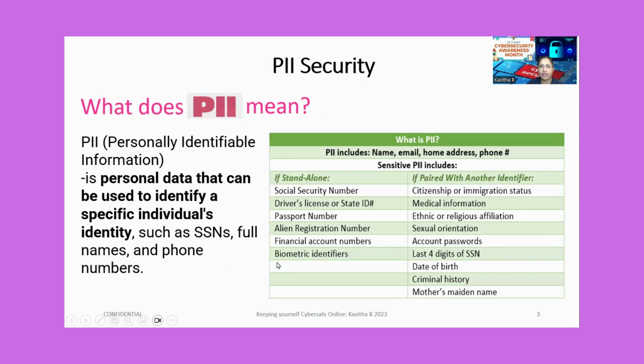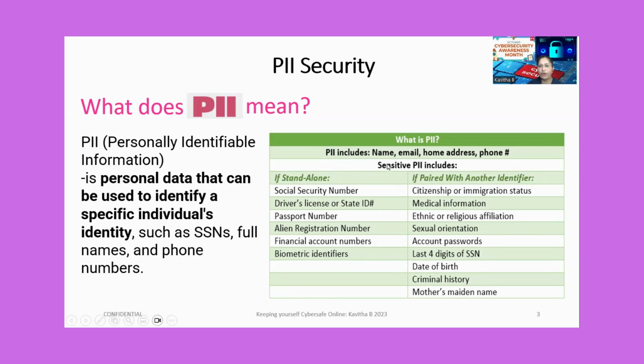So firstly, let us understand what PII means. PII is personally identifiable information. This is personal data that can be used to identify a specific individual's identity. And if you see on the right side of the screen, it could be either a standalone PII or it could be paired with another identifier.